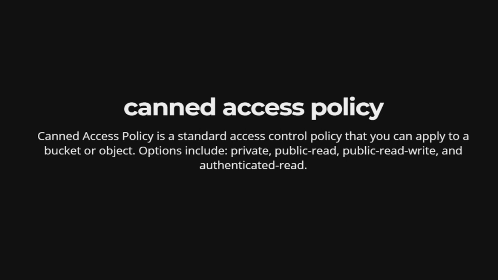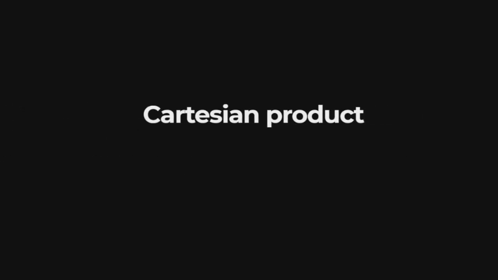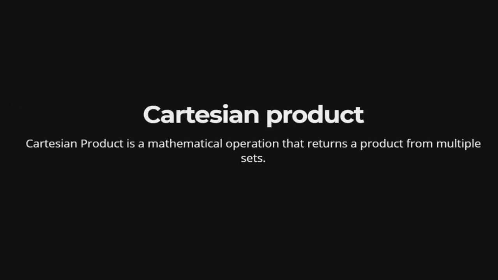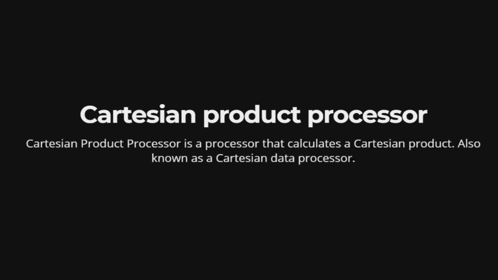Canned access policy. Canned access policy is a standard access control policy that you can apply to a bucket or object. Options include private, public read-write, and authenticated read. Cartesian product. Cartesian product is a mathematical operation that returns a product from multiple sets. Cartesian product processor. Cartesian product processor is a processor that calculates a Cartesian product, also known as a Cartesian data processor.